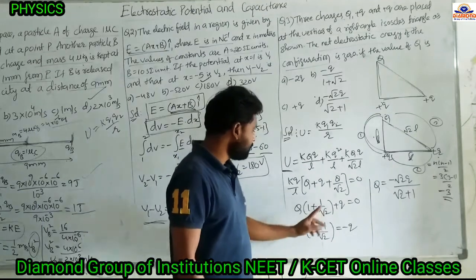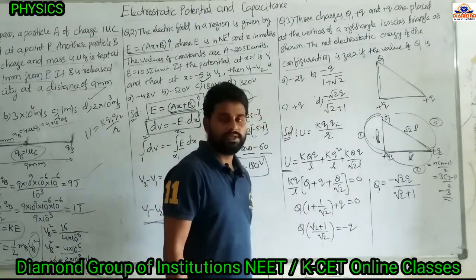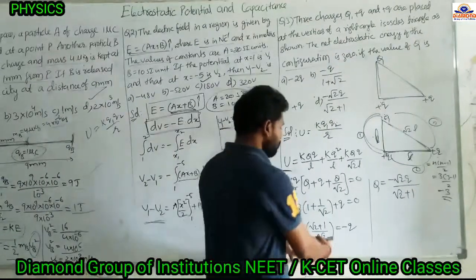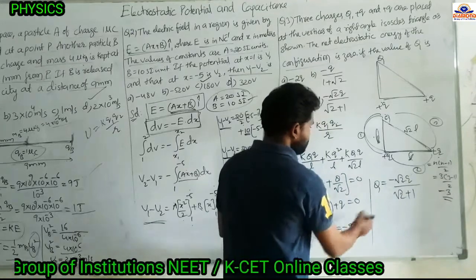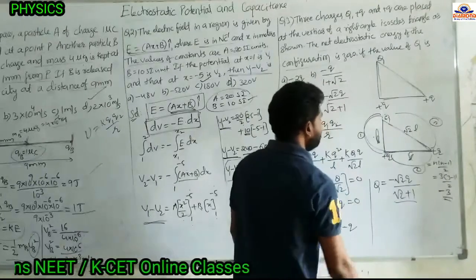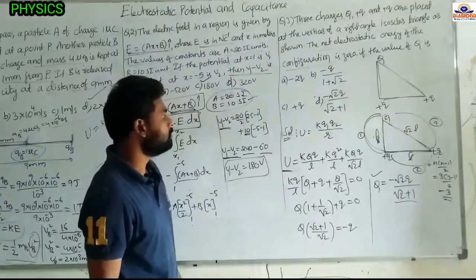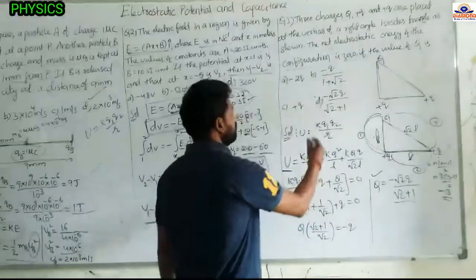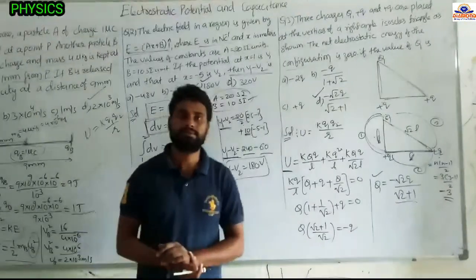Now taking LCM, capital Q into root 2 plus 1 by root 2, plus small q, sending that, it's a minus q, and q equals root 2 comes this side, minus root 2 into Q by root 2 plus 1 in the denominator. So the charge they are asking, the value of q, is minus root 2 Q by root 2 plus 1. D option is the right answer. In this way we have to solve the problems.